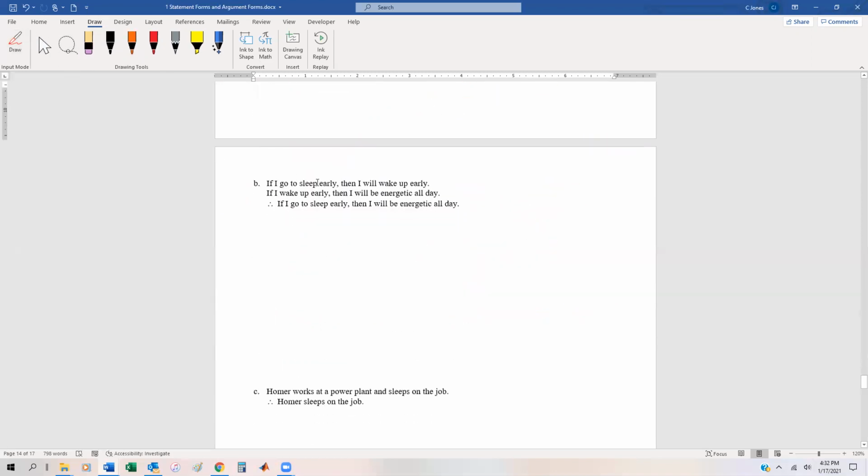All right, a second example. If I go to sleep early, then I will wake up early. If I wake up early, then I will be energetic all day. Therefore, if I go to sleep early, I will be energetic all day. So let's define P to be the statement, not the conditional statement if, but I go to sleep early. Let's define Q to be the statement, I will wake up early.